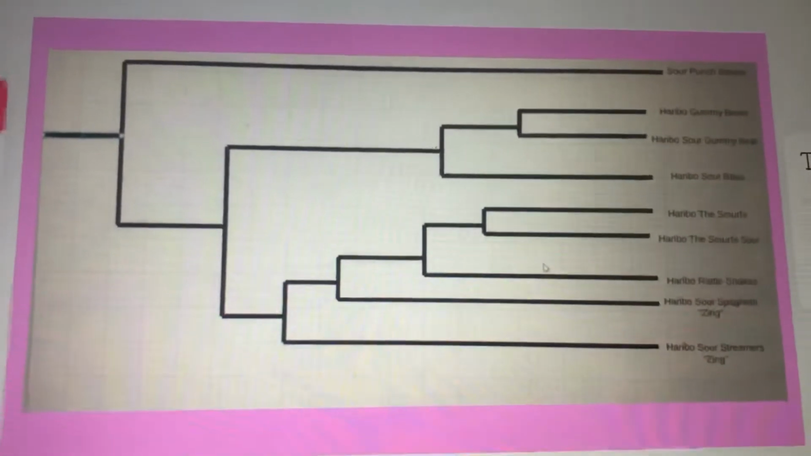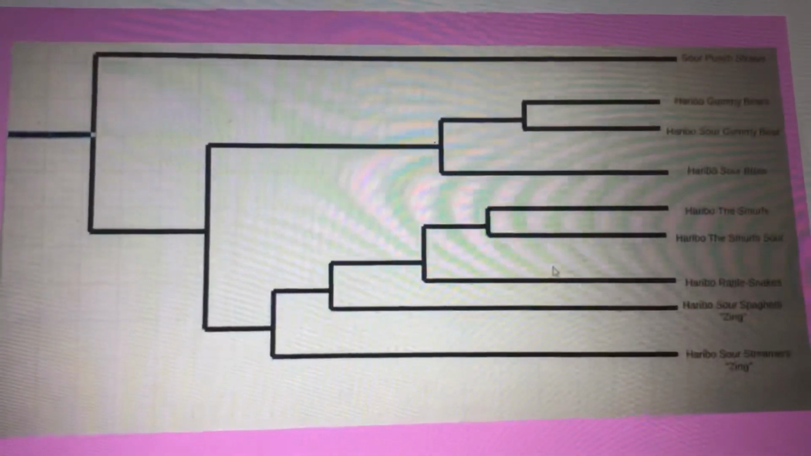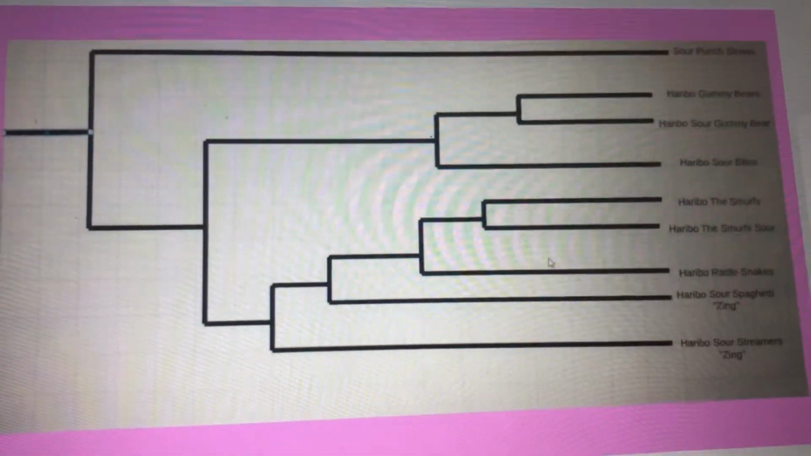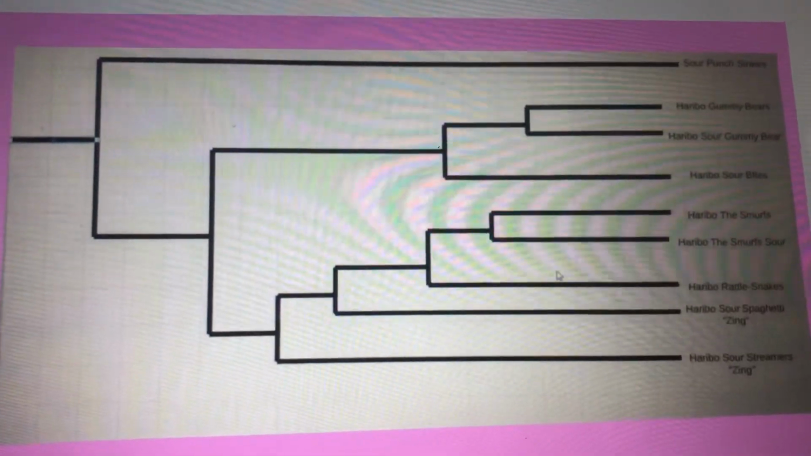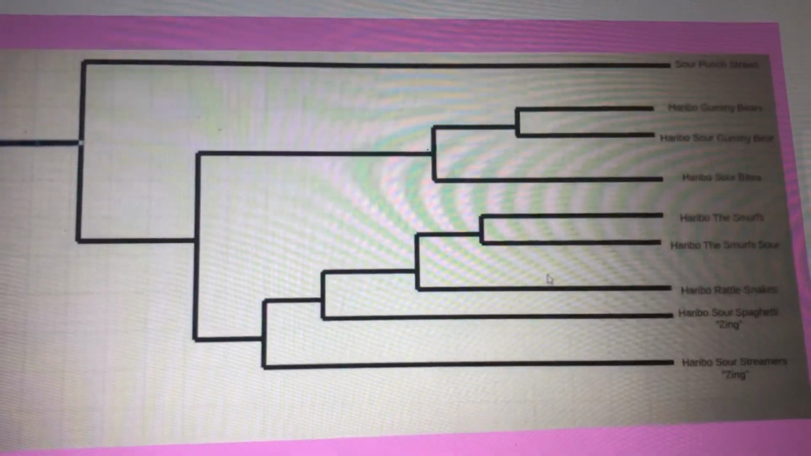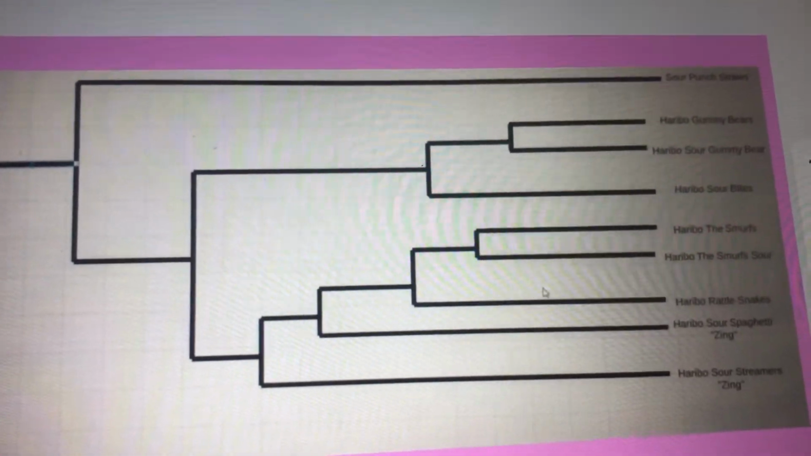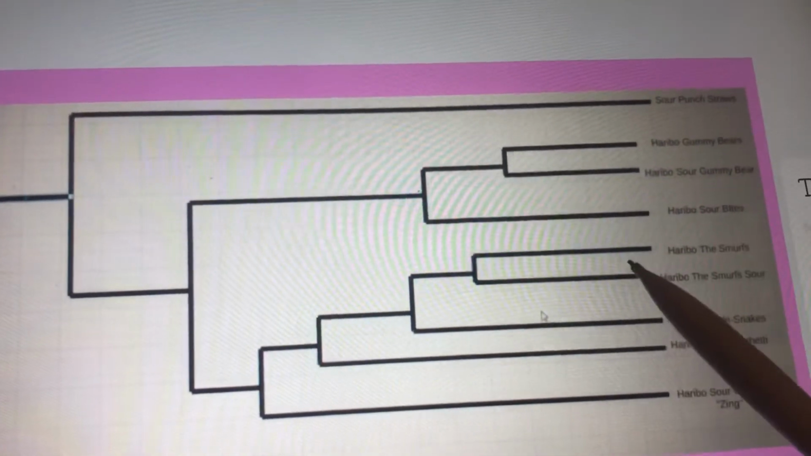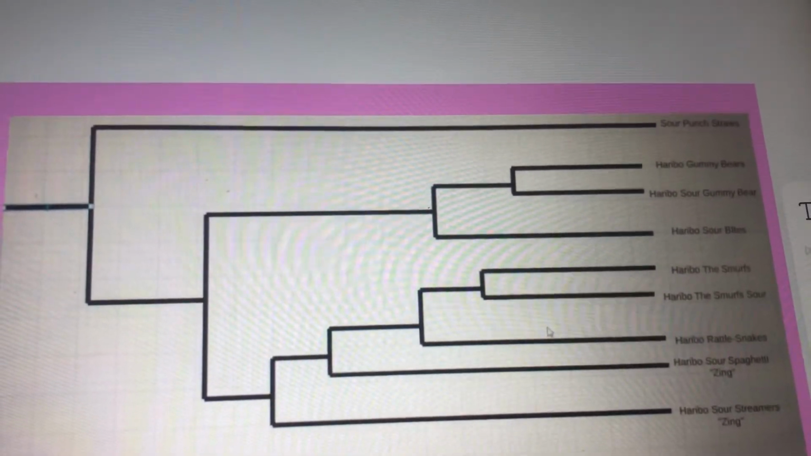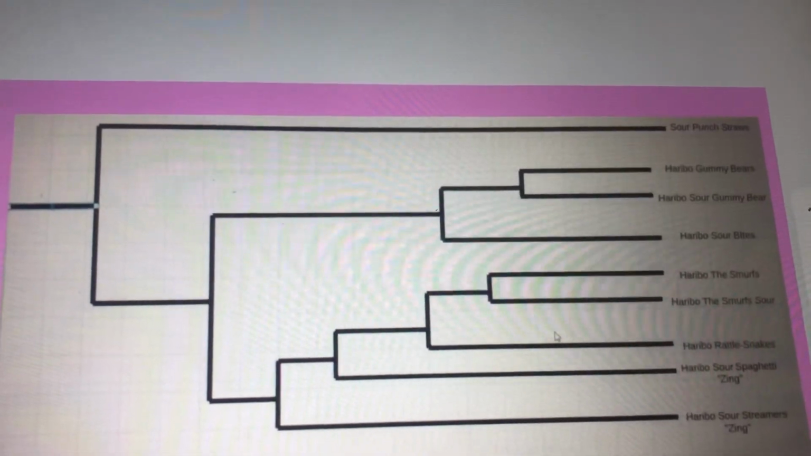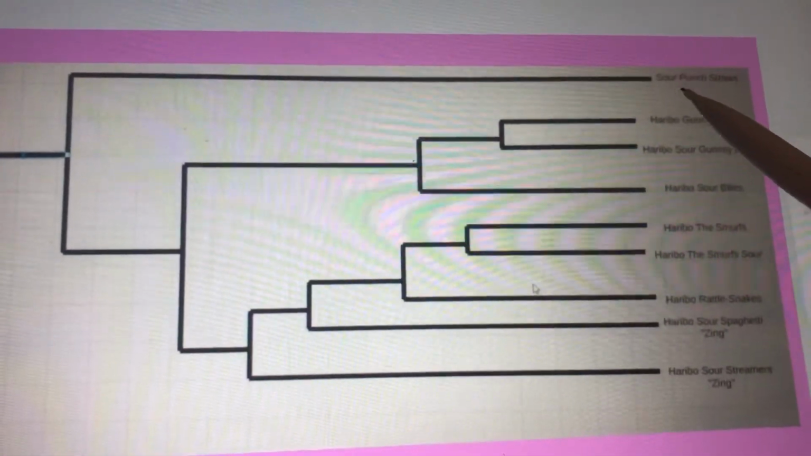So this is the phylogenetic tree, which shows the degrees of similarities between operational taxonomic units, or OTUs. OTUs can be a species or a strain of a virus, or even different alleles within a species. Like I stated earlier, this is a rooted tree, so the order of divergence is inferred by comparing it to an OTU that is considered an outgroup. Like I said, that would be our sour punch straws.